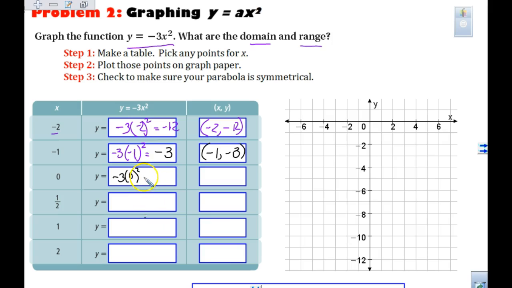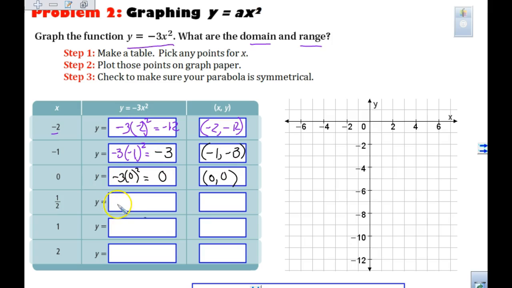Negative 3 times 0, we're going to get what? Negative 3 times 0 is 0. So it's 0, 0, right? So I know 0, 0. And the key thing about these is that we're always looking at our graph.